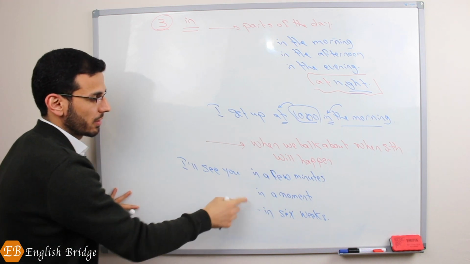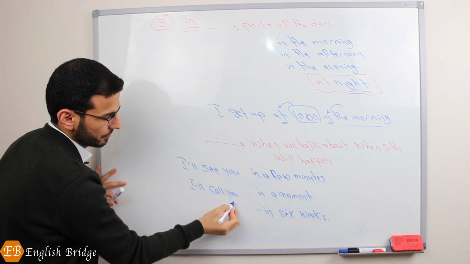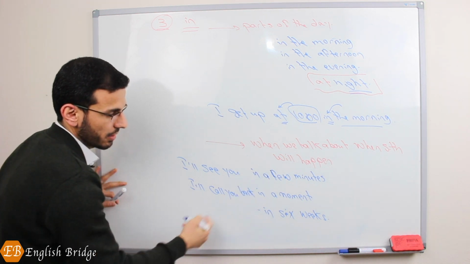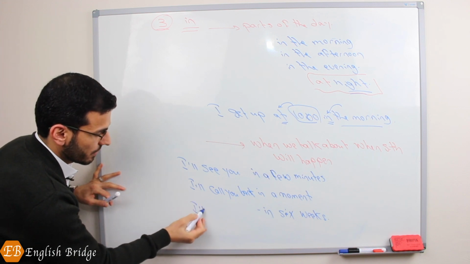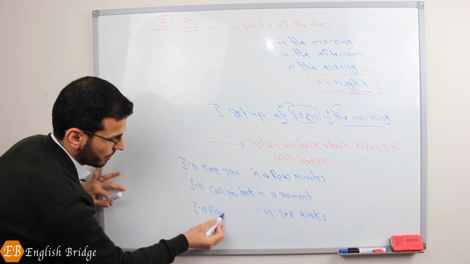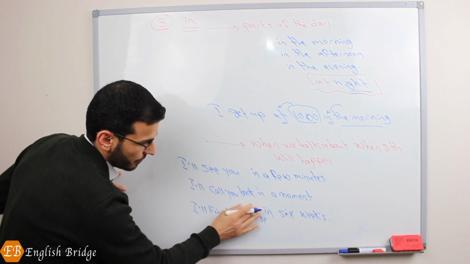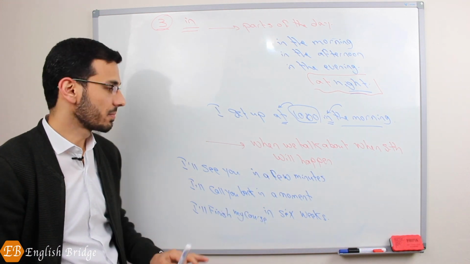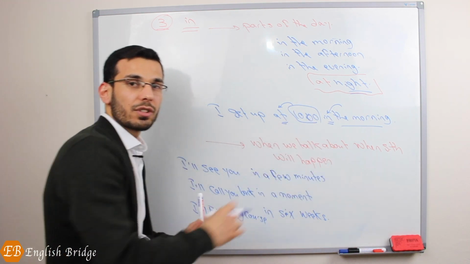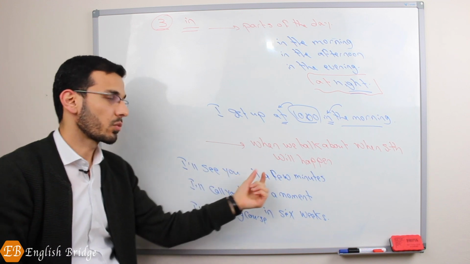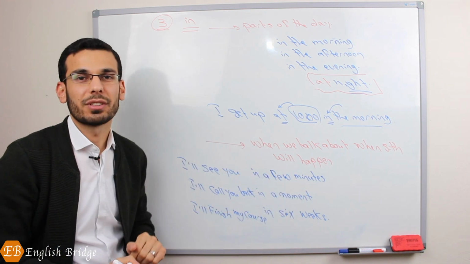Another one, in a moment. For example, I'll call you back in a moment. And the last one, for example, in 6 weeks, I'll finish my course in 6 weeks. All right, so as you can see, when we talk about things that will happen in the future and when they will happen, we can use in before these time expressions. All right, now let's move to the next one.